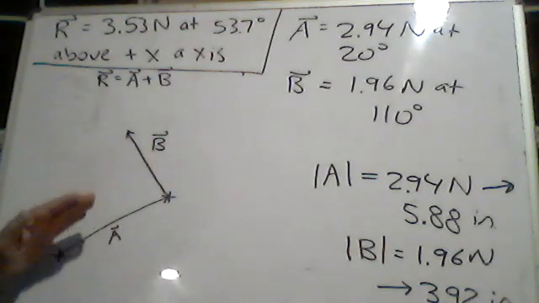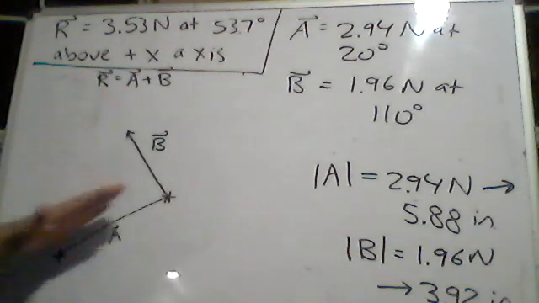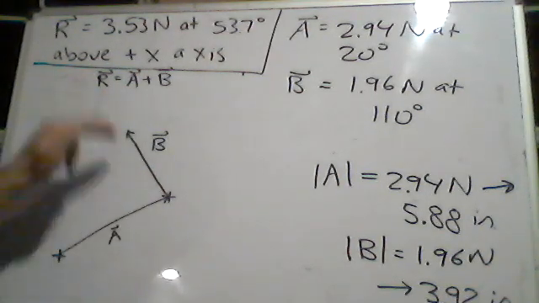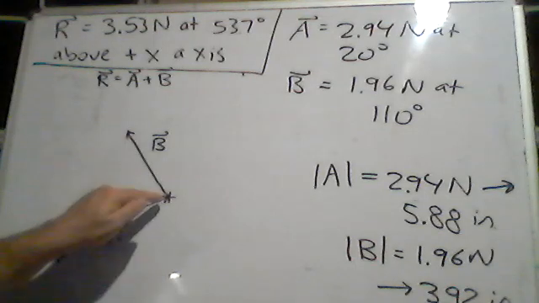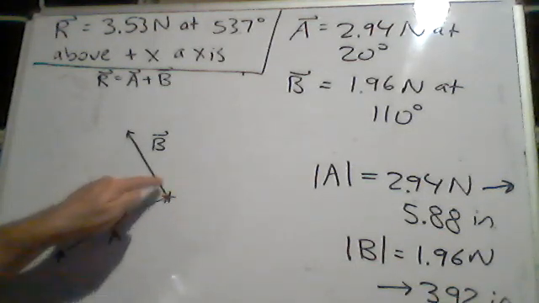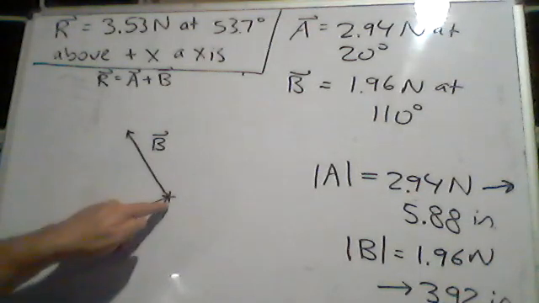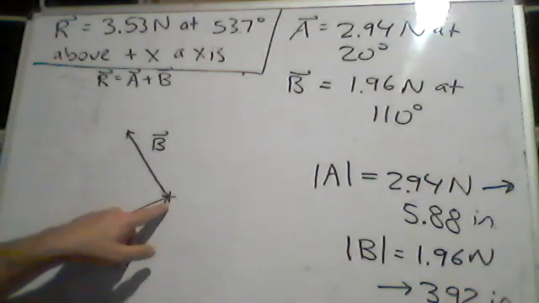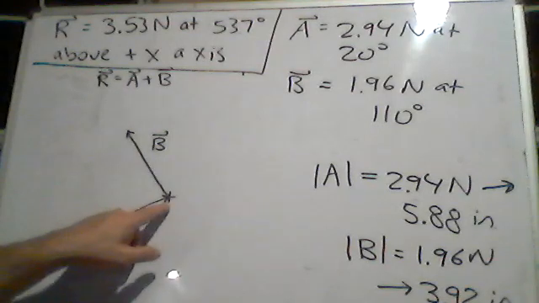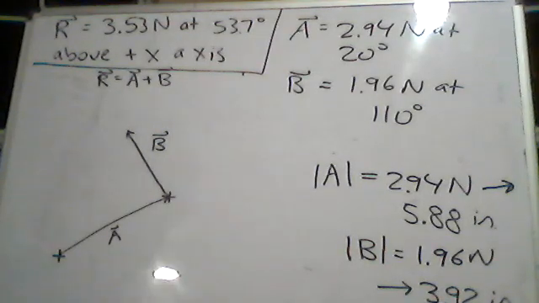Again, you read this left to right. You draw A first and then you draw B, tip to tail. The tail of B starts at the tip of A. Okay, what's the last thing you do?